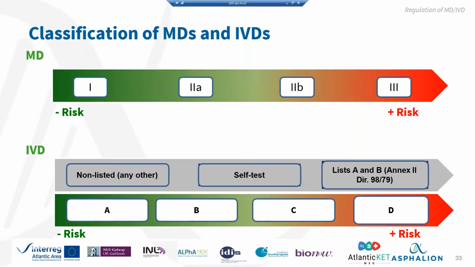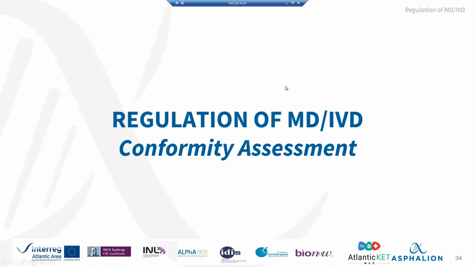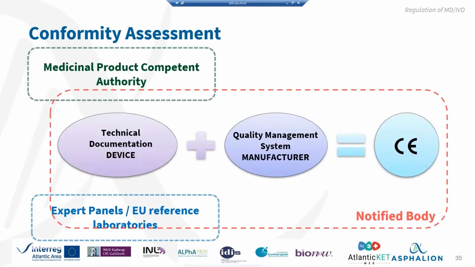And on the other hand, we've got the classification according to the regulation from classes A to D. Okay. So now that we've talked about the classification of the devices, let's talk about the conformity assessment. What is the conformity assessment? This conformity assessment is the pathway that has to be followed in order to obtain this CE marking.